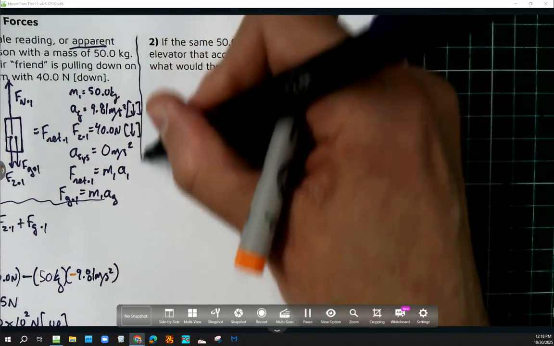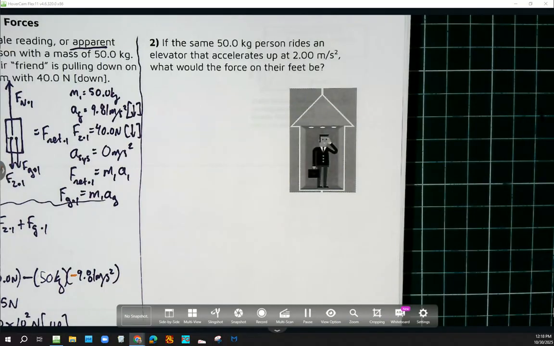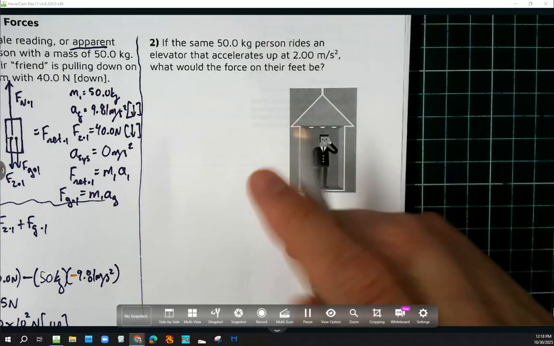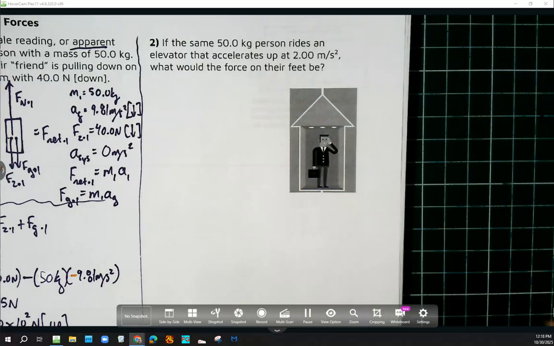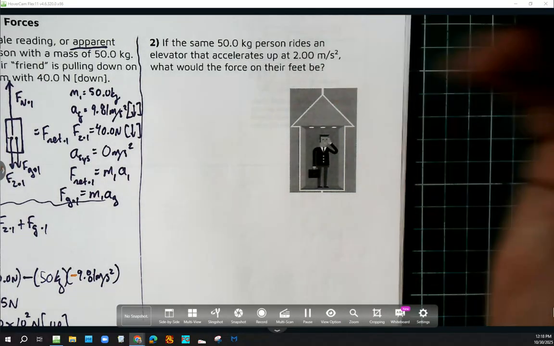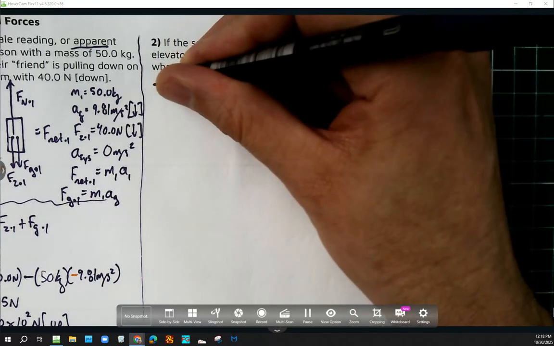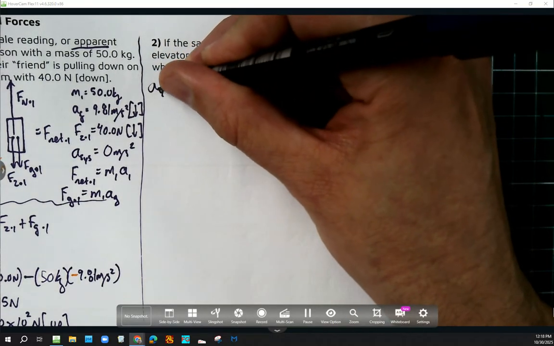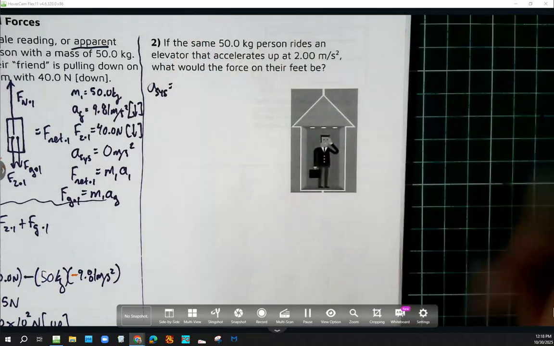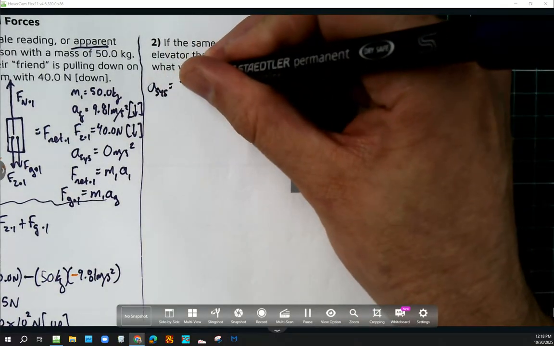All right, let's take a look at somebody else who's in, I won't say less conventional situation, because this person is also a 50 kilogram person, and as far as I can tell, this might even be the same person. Maybe they got a haircut, they got dressed for work, they're on their way, and they're in an elevator now. Okay, you can tell by the briefcase. So if the same 50 kilogram person rides an elevator that accelerates at 2 meters per second squared up, let's say acceleration of the system is equal to 2 meters per second squared.